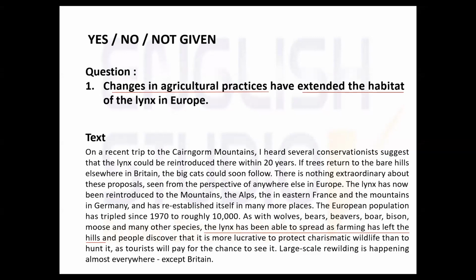Jadi nanti diukur aja yang mana lebih berat nih. Ini kan udah jelas nih. Kalau di sini kan udah ketahuan pasti apa jawabannya. Hanya pertanyaannya adalah Britain masuk ke Europe apa enggak kan? Itu kan yang jadi pertanyaan Mr. Anam. Tapi kalau secara keseluruhan dilihat, ini udah jelas jawabannya adalah yes. Oke? Okay? The answer is yes because the statement says the same thing as the writer's view. Statementnya changes in agricultural practice have extended the habitat of the lynx. Di sini kita dapetin di teks, the lynx has been able to spread as farming has left the hills.